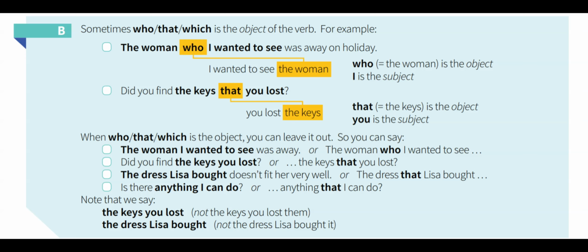We use whose mostly for people. A widow is a woman whose husband is dead. Her husband is dead. I met someone whose brother I went to school with. I went to school with his or her brother. Compare who and whose. I met a man who knows you. He knows you. I met a man whose sister knows you. His sister knows you.